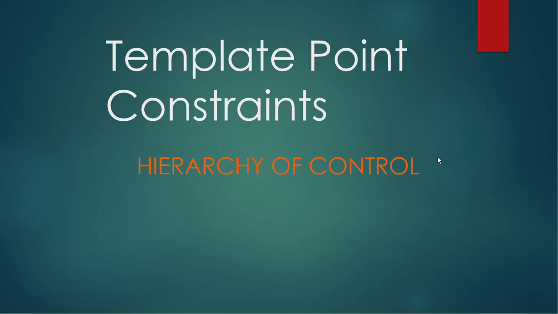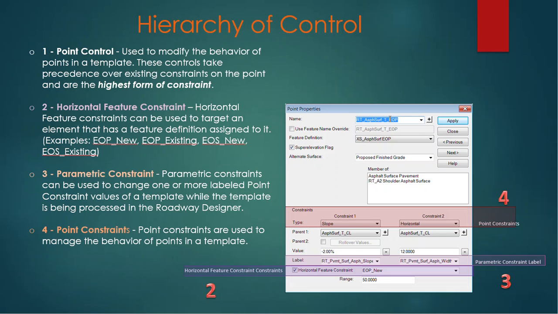Template point constraints, hierarchy of control. This is something that stumps a lot of people when they're working on their templates. So I wanted to throw this in the PowerPoint as well. The hierarchy of control, how this works. Well, a point control is used to modify the behavior of points in a template, and these controls take precedence over existing constraints on the point and are the highest form of constraint. So if you use a point control, it's going to override everything.